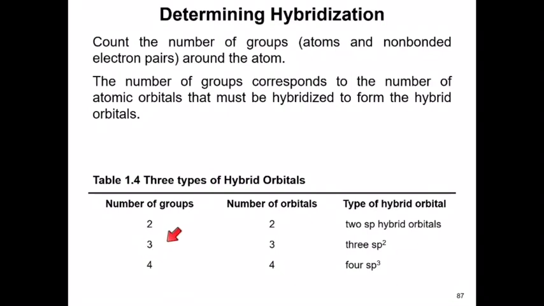If the central atom has 3 electron groups, then there will be 3 atomic orbitals involved, 1 from the s orbital and 2 of the 2p orbitals, for a total of 3 hybrid orbitals, which is sp2. If the central atom has 4 electron groups, then 4 atomic orbitals will be involved, forming the sp3 hybrid orbitals. So 4 atomic orbitals, 1 s orbital and 3 p orbitals, for a total of 4 orbitals. And this will form 4 sp3 hybrid orbitals.